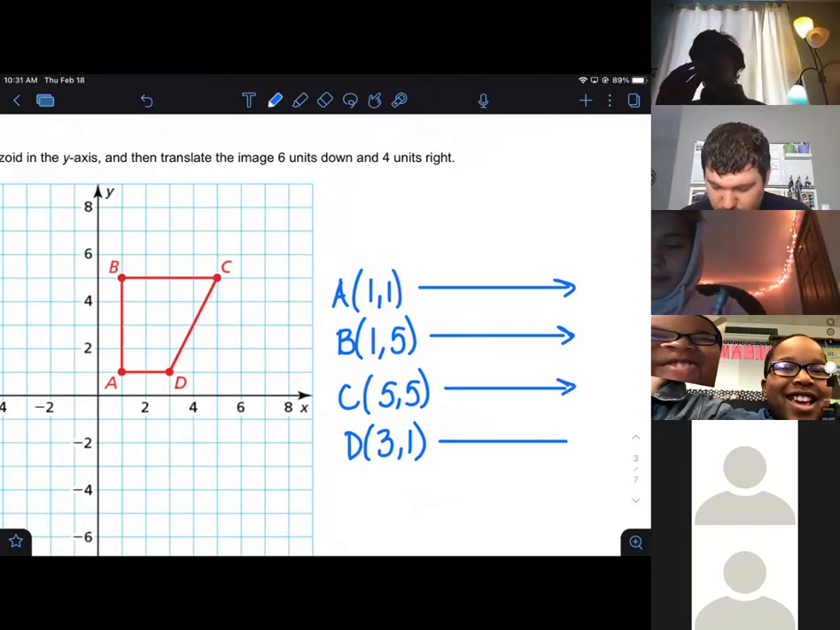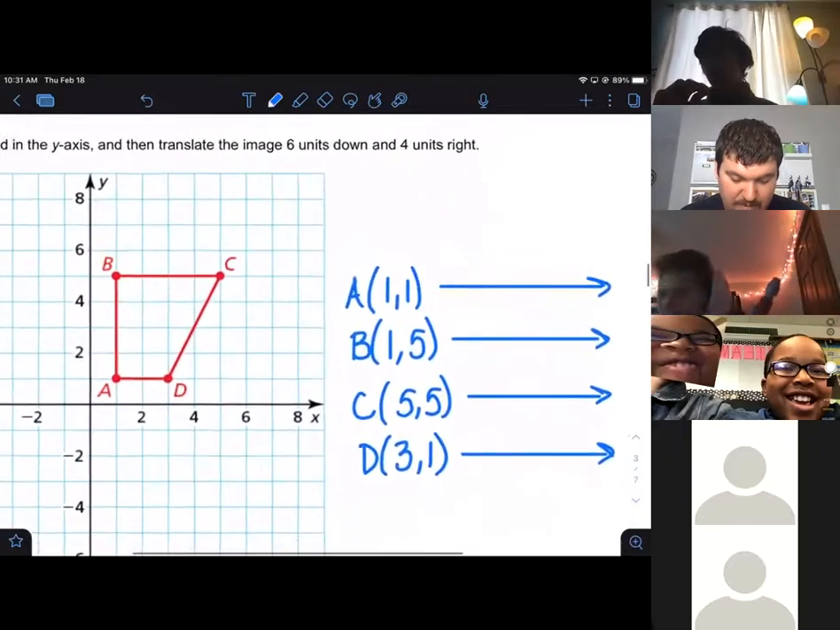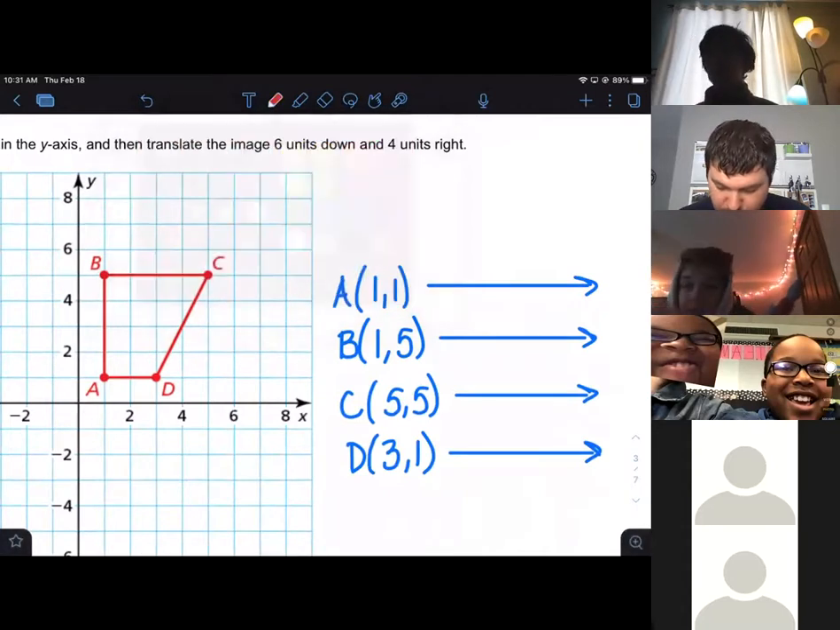On the top arrow, we're going to write what happens when you reflect something over the y-axis. Didn't we? No, we did the x-axis last time. Negative x, comma, y. Okay.